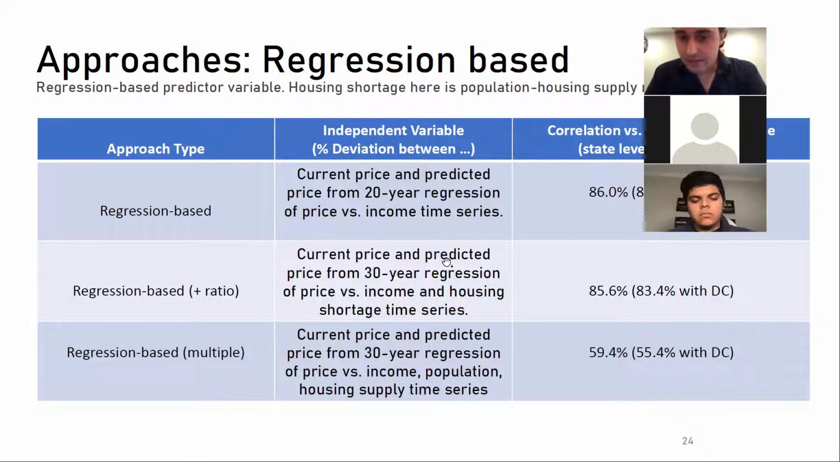And then for some reason that I still haven't understood, a regression of all the variables does not perform well. It's under 60% correlation. It doesn't perform well if we do a regression on income, population, housing supply, all of them. So that's a multiple regression approach.